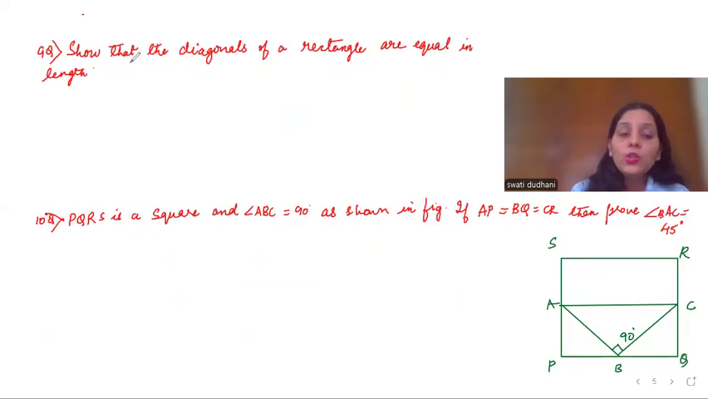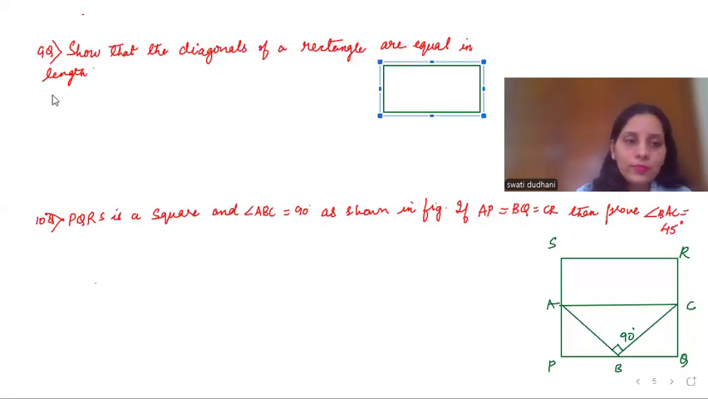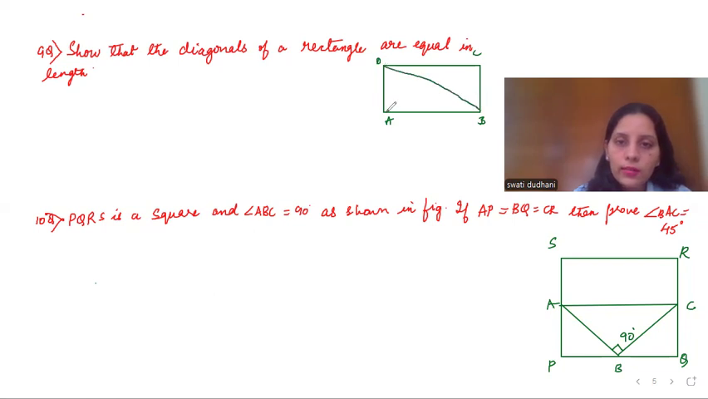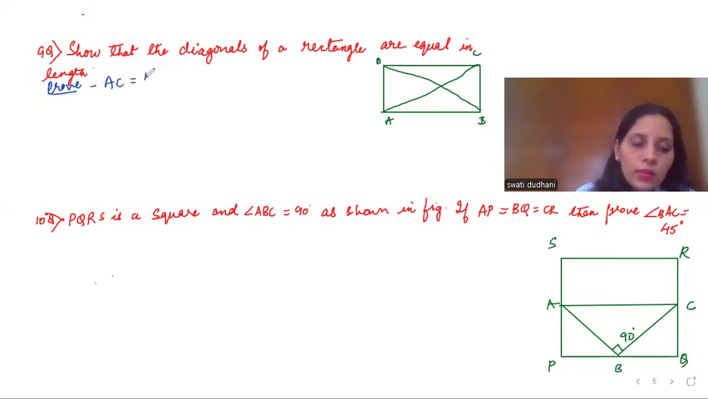Now next one. Show that the diagonals of a rectangle are equal in length. Now let me draw a rectangle. This is a rectangle. So here we have A, B, C, D and we need to prove that diagonals are equal in length. Firstly, what is given to us? You need to prove AC is equal to BD. And since it is a rectangle, opposite sides are equal and all the angles are equal to 90 degrees.